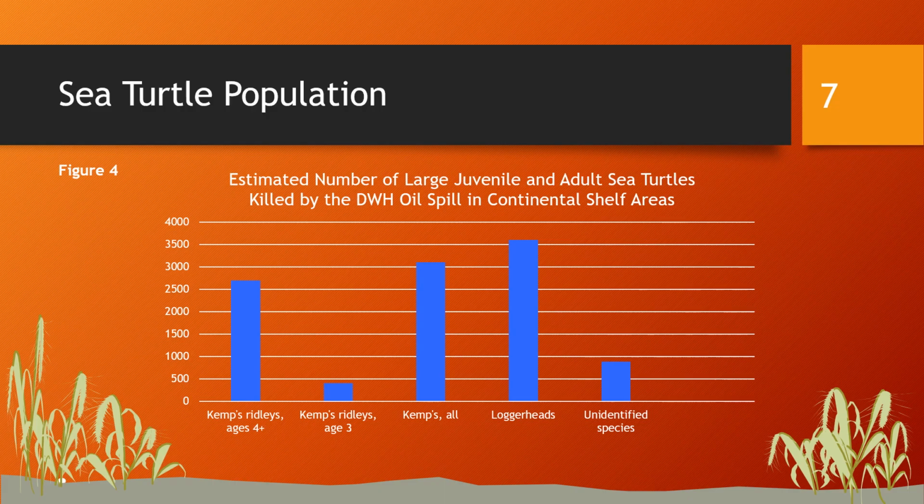The National Oceanic and Atmospheric Administration estimated in their damage assessment that the Deepwater disaster resulted in the deaths of between 4,900 and 7,600 large juvenile and adult sea turtles. The graph displayed here shows the breakdown of the number of large juvenile and adult sea turtles killed by the oil spill in the continental shelf areas. Additionally, between 55,000 and 160,000 small juvenile sea turtles, including Kemp's ridleys, green turtles, loggerheads, hawksbills, and other identified species, were also killed by the spill.